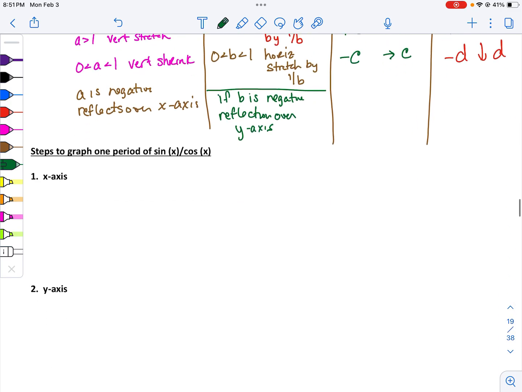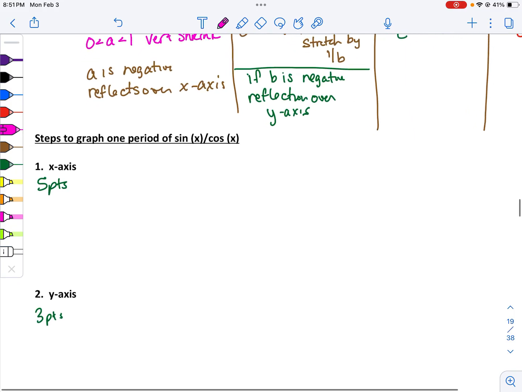All right, so we're going to actually do this a little bit different. Now, you can still do it with the tables where you make your parent graph and then you multiply your x's by certain numbers and add, and then multiply your y's by certain numbers as well. We're going to do this a little bit different, okay? So we're going to first find the 5 points on our x-axis, right? So remember, the x-axis needs 5 points, and our y-axis always needs 3 points.